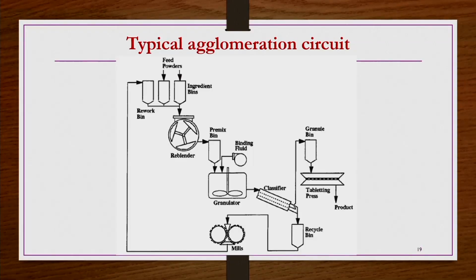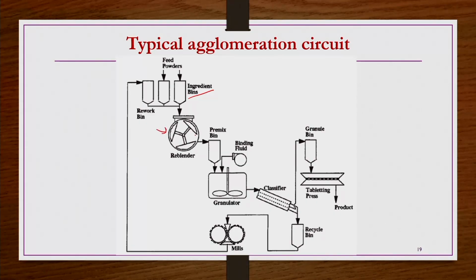Let us say a typical agglomeration circuit looks like this, not necessarily that this is how each and every agglomeration unit will be. There may be additions, or there may not be this many unit operations involved in a given agglomeration circuit, or in some other agglomeration unit many more unit operations may be involved than shown here. So, anything is possible, but this is just a typical agglomeration circuit. So, here we take these feed powders along with the ingredients from the ingredient bins into a blender like this here.